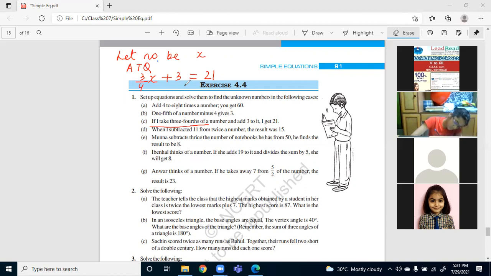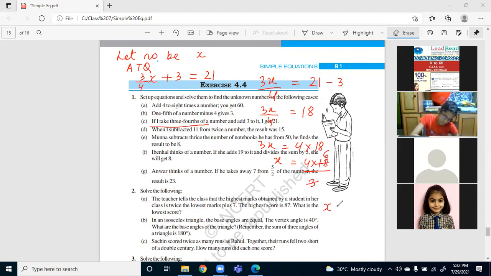Ma'am, I have written the first equation, and then I have moved 3 to the other side, which will be 3x by 4 is equal to 21 minus 3. And then 3x by 4 is equal to 18. And then I have written 3x is equal to 18 into 4. Then, ma'am, 3x is equal to 72. Then 3x is equal to 72 by 3.